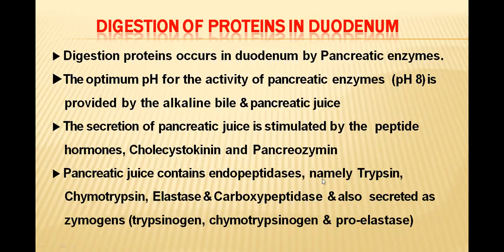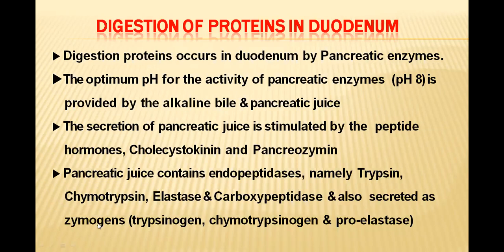And actually these trypsin, chymotrypsin, elastase, and carboxypeptidases will be released by the pancreas in inactive form, and these inactive enzymes are called zymogens. Names of these zymogens are trypsinogen, chymotrypsinogen, proelastase, and procarboxypeptidase. So trypsinogen has to be converted into trypsin, chymotrypsinogen into chymotrypsin, and proelastase into elastase. And inactive carboxypeptidases also have to be converted into active carboxypeptidases.